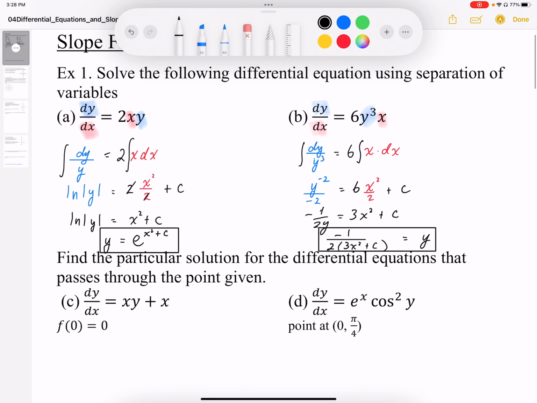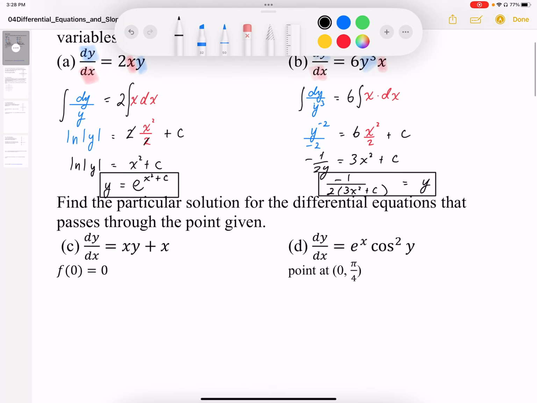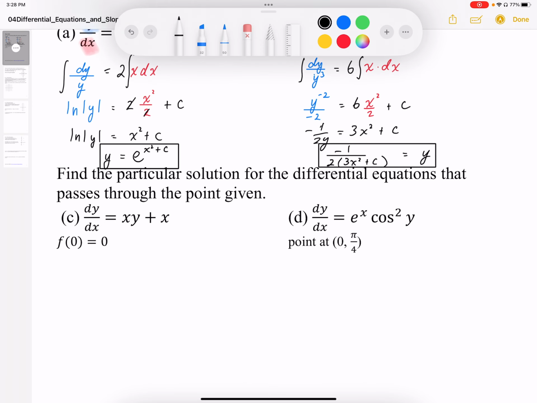In part C, the difference between A and B and C and D is that in parts C and D, we've been given an initial condition. We've been given a point on the f of x or y graph. And because of that, we're going to be able to solve for the plus C.